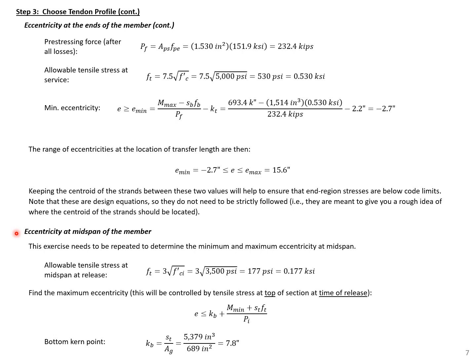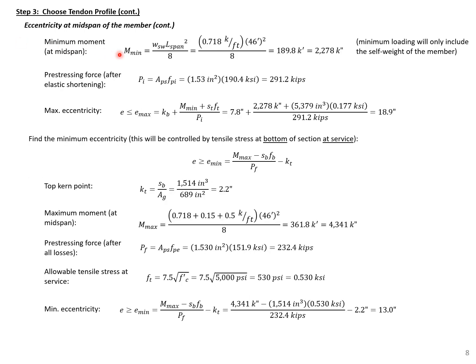Next, we need to do the same thing at the midspan of the member. So we can go through again to find our maximum eccentricity limit and find our allowable tensile stress and our bottom kern point using the equations shown here. Next, we need to find our minimum moment at midspan using just our wL squared over 8 equation with our self-weight distributed load, and our pre-stressing force, which is the same as we found before. Plugging all these values into our maximum eccentricity limit gives us a value here of 18.9 inches.